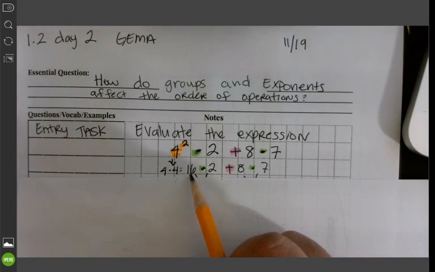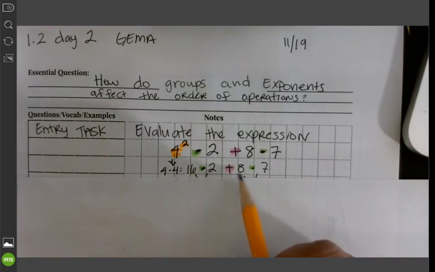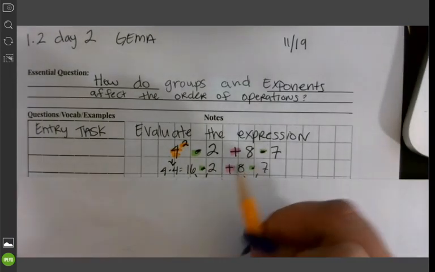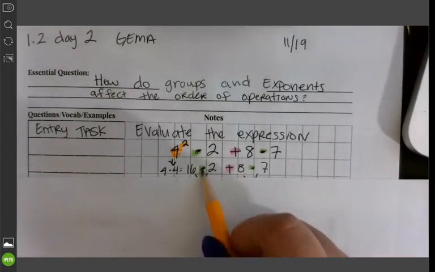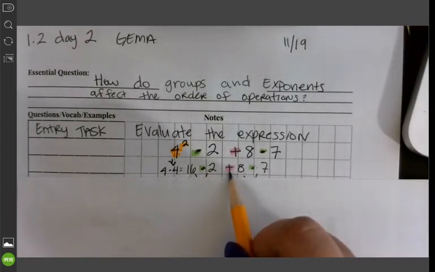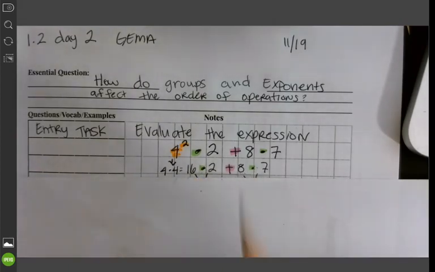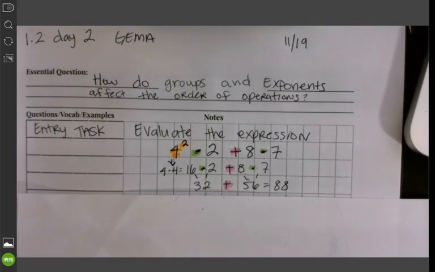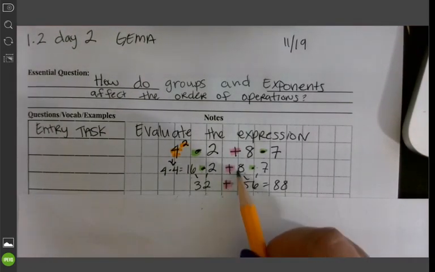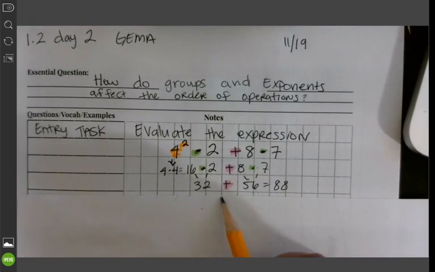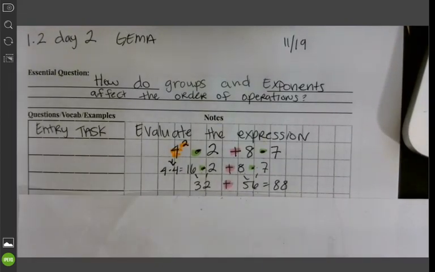All right, when we rewrite our expression, we have 16 times 2 plus 8 times 7. We know that multiplication goes first before addition. So I'm just going to multiply these two and multiply these two because I know I have to multiply them before I add them. 16 times 2 was 32. 8 times 7 is 56. 32 plus 56 equals 88. I hope you got that on your entry test.